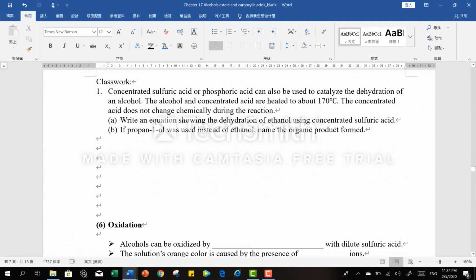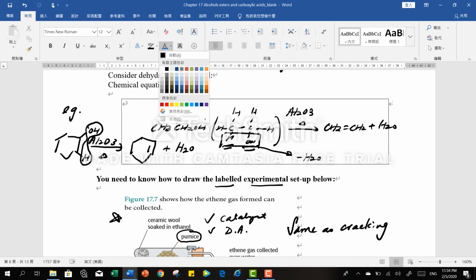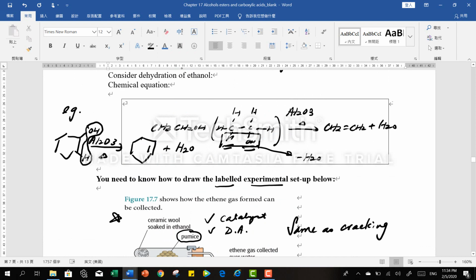Now let us take a look at this question together. How about I give you 2 minutes to take a look at the question first, because I want to find out how I can change the color.